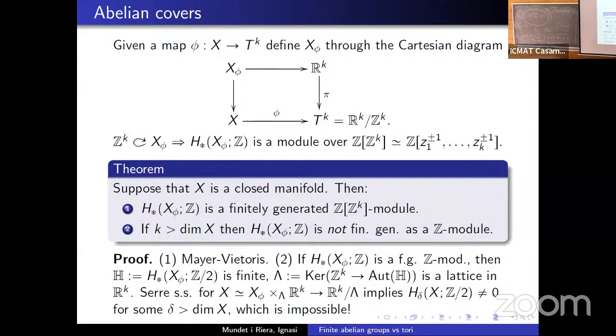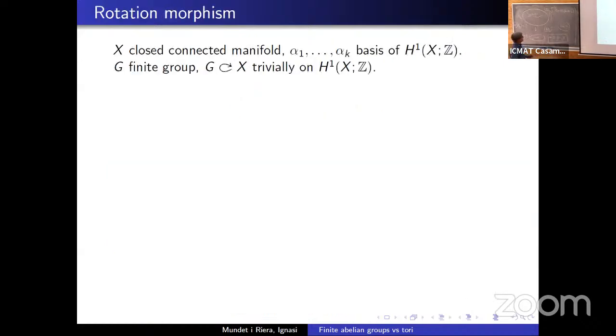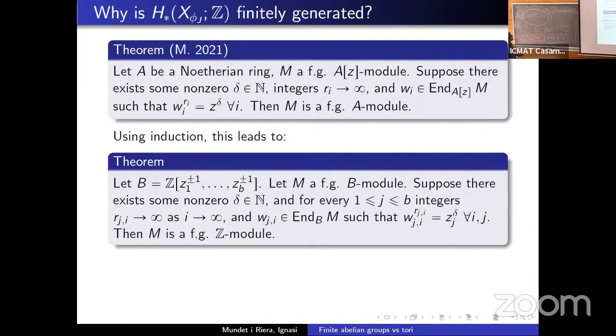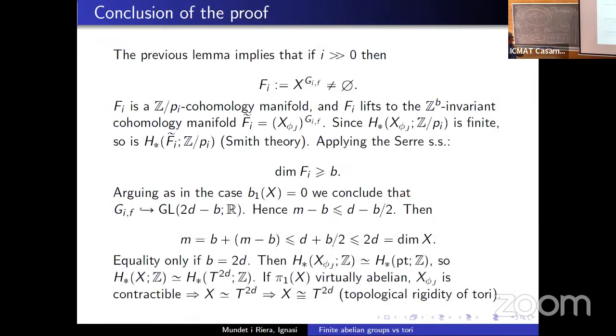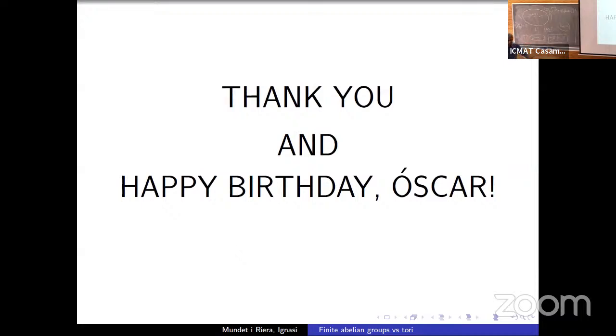And then there is a very deep result in surgery theory, which is called the topological rigidity of tori, which says that any closed topological manifold homotopy equivalent to a torus is actually homeomorphic to a torus. And this is what is needed to conclude the proof. So sorry, I had to run a little bit at the end, but this is basically all I wanted to say. So thank you and happy birthday.